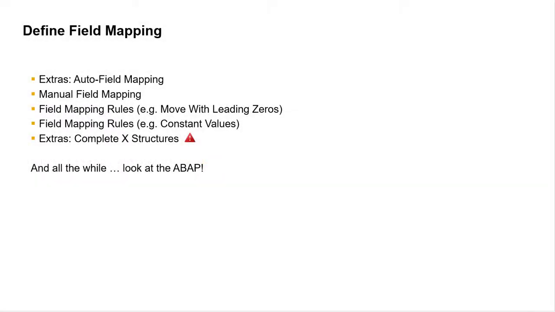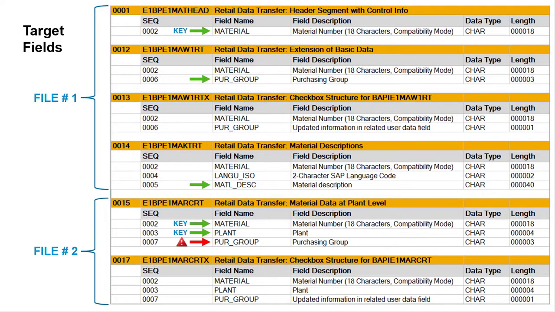In this step, you'll map values into all required target fields in all used segments. You can map the fields manually, but there are some functions to help with mapping, and we'll use those, for better and for worse. These are the target fields to be mapped. The source fields have the same name, but there's one exception. Purchasing Group in File 2 was renamed to Purchasing Group X.